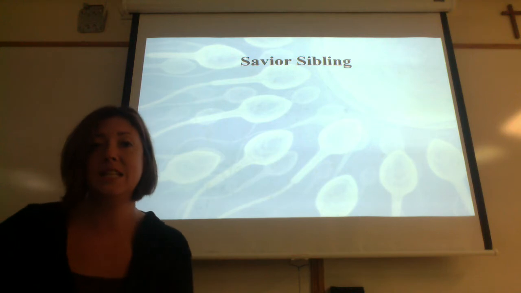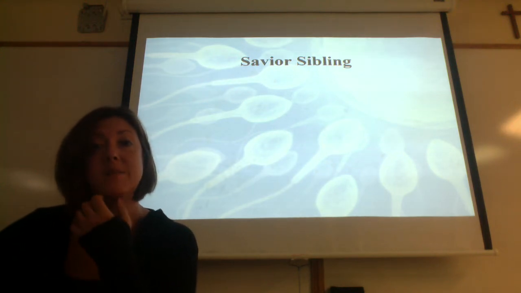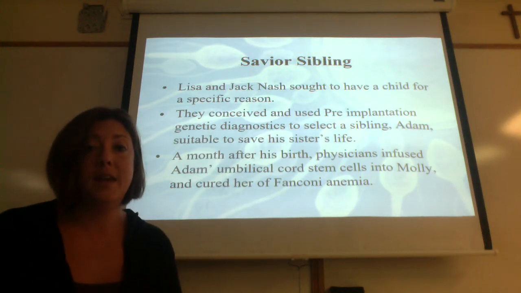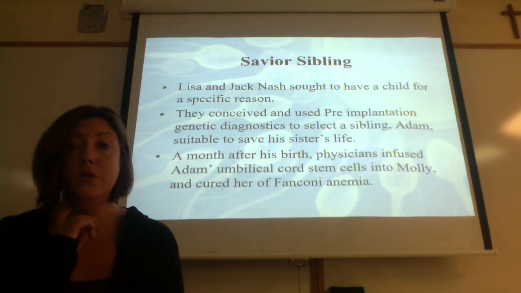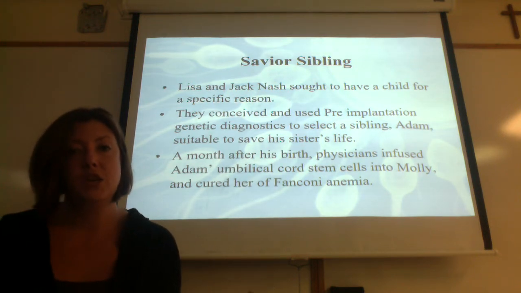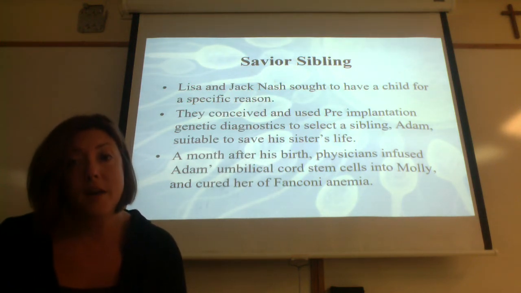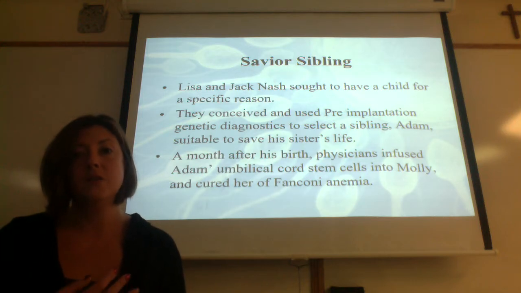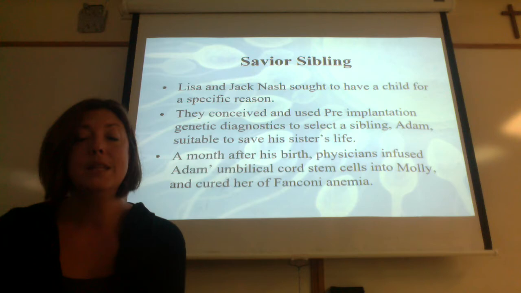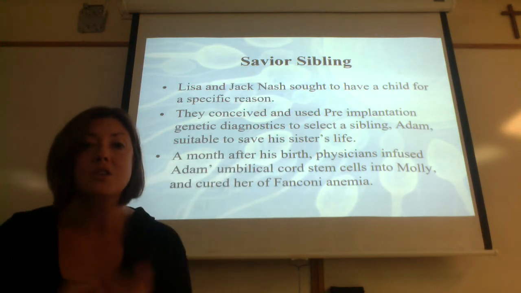Another interesting thing I'd like to bring your attention to is something called a savior sibling. So sometimes parents will have an offspring that has a problem or a genetic disorder. So for example, Molly was born with Fanconi anemia. And so Lisa and Jack, her parents, sought to conceive another sibling. They did, Adam. They used something called pre-implantation genetic diagnostics to select a sibling that would be suitable. So he would be a match for Molly.